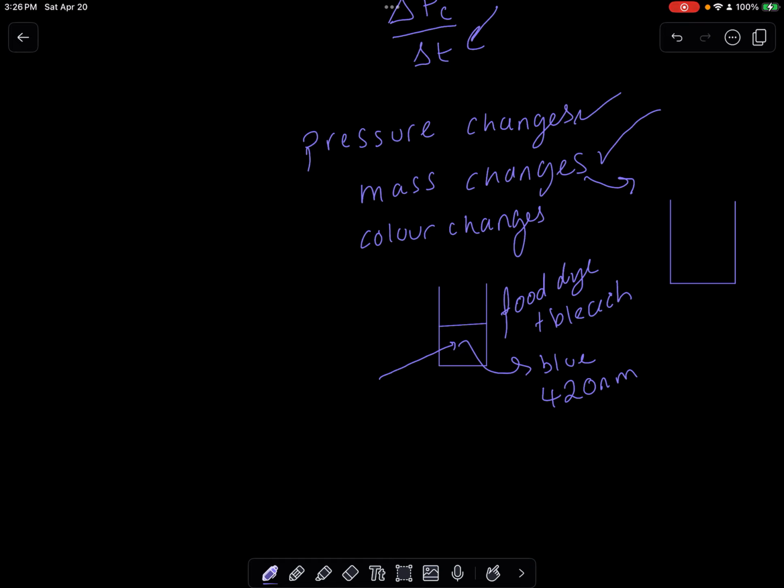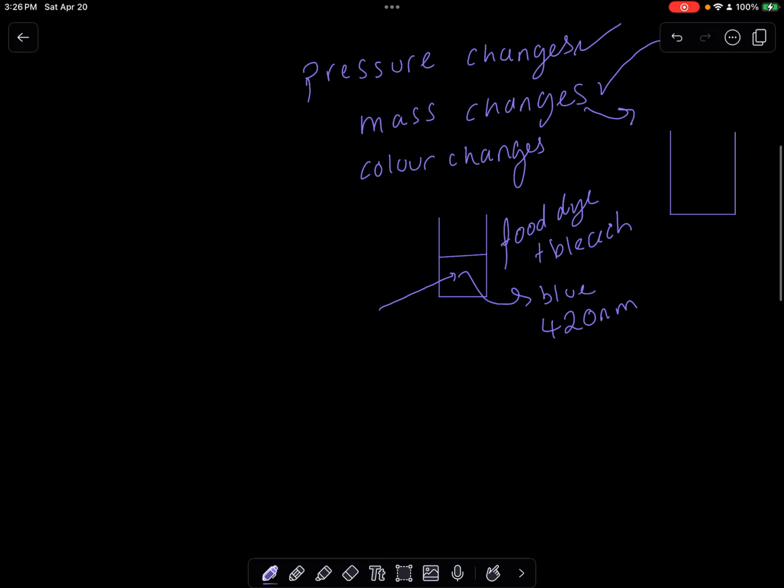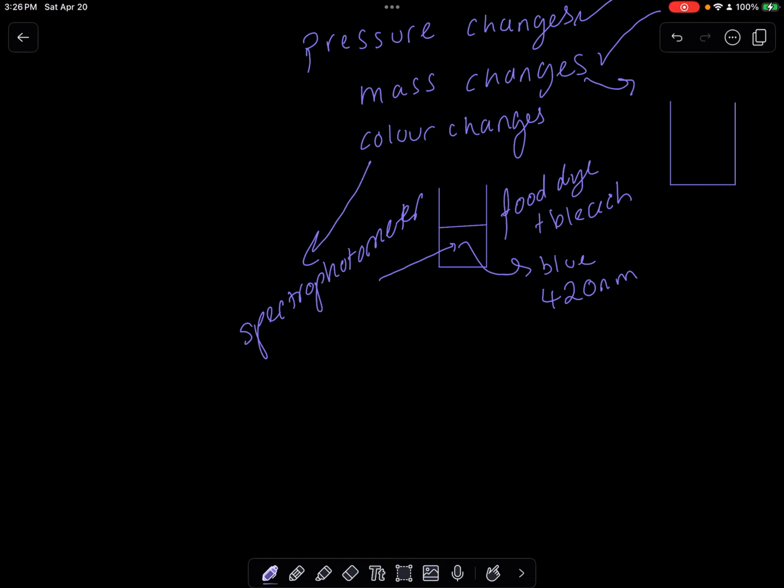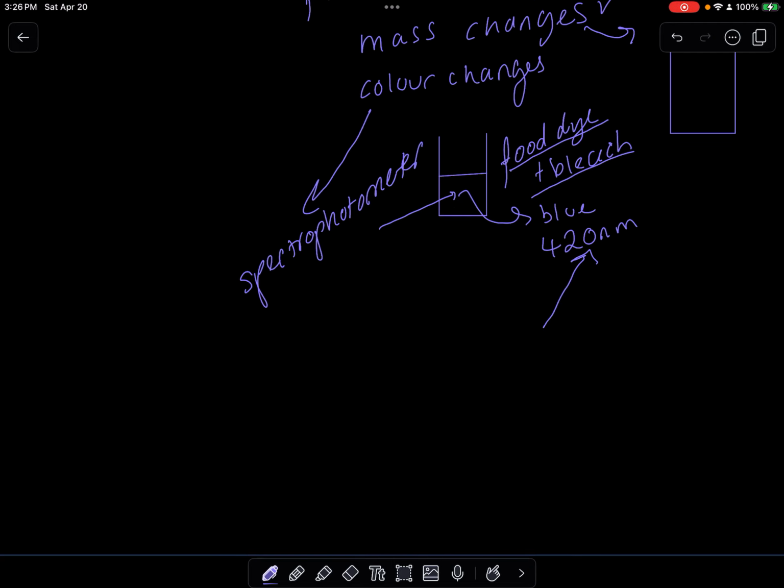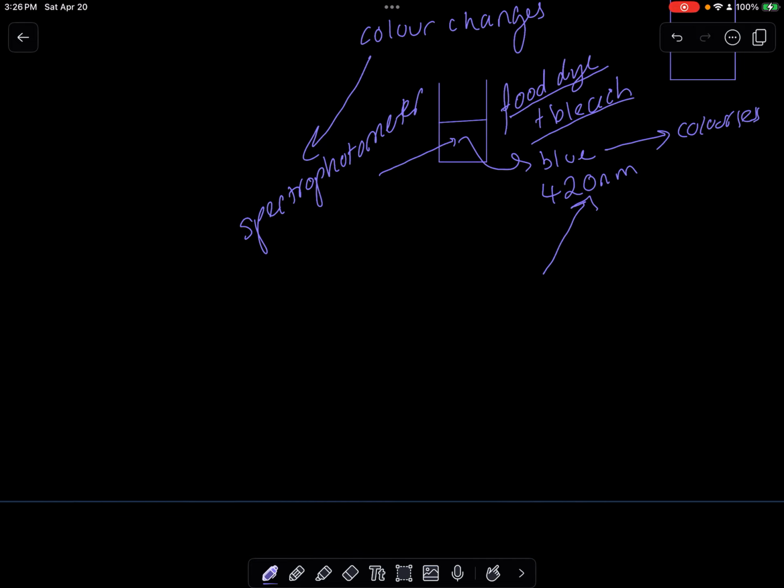The next one is color changes. Now, these are typically done through specialized equipment called spectrophotometers. What they do is measure the change in absorbance of a sample. So if we have blue food dye and bleach, for example, the food dye absorbs 420 nanometers, and in this reaction, the food dye goes from blue to colorless. So it absorbs in the blue region. That doesn't mean it emits in blue, but it absorbs in the blue region and it becomes colorless.